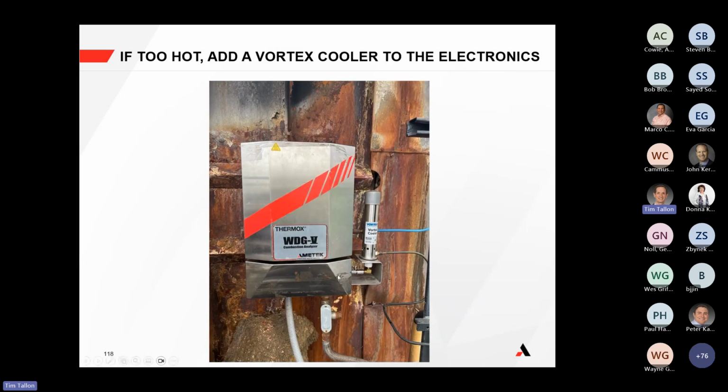Another thing would be, if it's too hot, an alternative could be to add a Vortex Cooler. This is something that would certainly cool down the electronics, ideally to a good operating temperature, to maintain the integrity of the electronics, even if the process is exceedingly hot. So that answers the hot scenario. Well, what happens if there's just a strange angle?